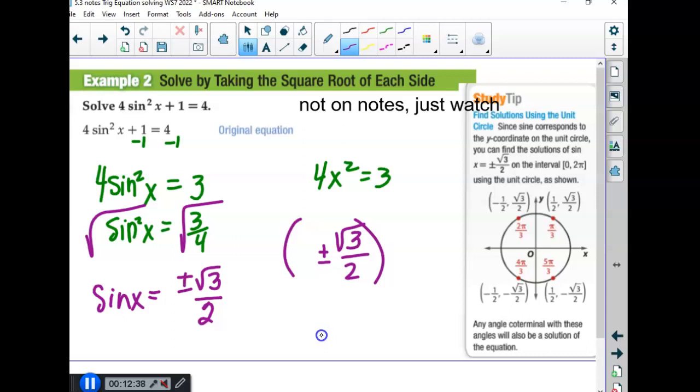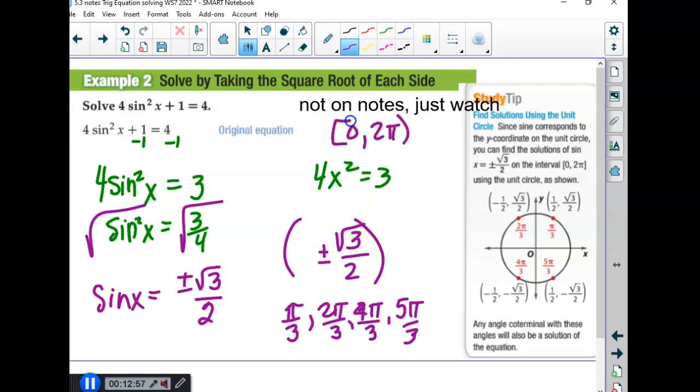Okay, so 4 times. So it happens at, I think, pi over 3, is that right? 2 pi over 3, 4 pi over 3, and 5 pi over 3. So if the directions to this question had said find all from 0 to 2 pi, we would be done. If it said find all solutions forever, then onto the back of all those, you'd have to put a plus or minus 2 pi n.